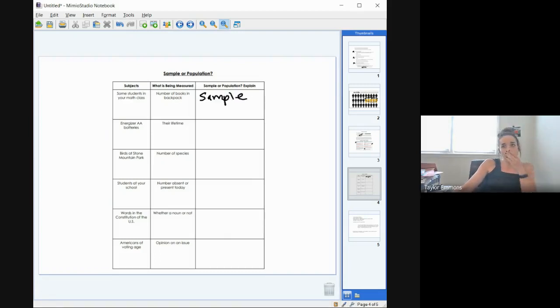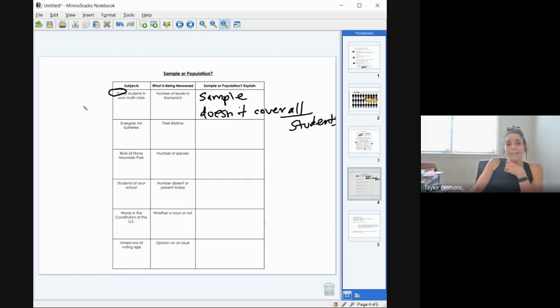Now, why is it a sample? And again, you can type in there if you want. So why was this a sample? Because it's only some of the students. Some of the students in your math class are being measured, right? So it doesn't cover all students. And these adjectives are really what makes and breaks a sample versus a population. So some students, that's a sample.